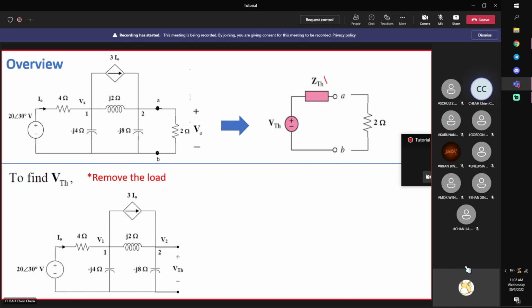Okay, so after you found this, you still need to find VTH. Same thing, remove the load. Then your VOC is your VTH. That means treat this as a new circuit, analyze this circuit to find your VOC, which is your VTH. And I'll use nodal analysis, but you can use any method.